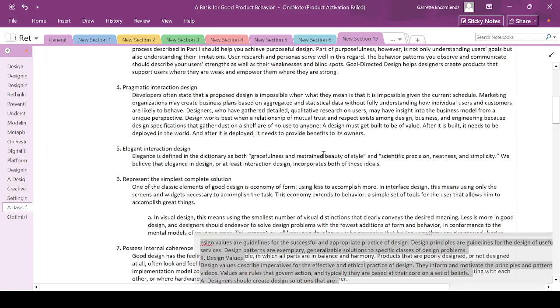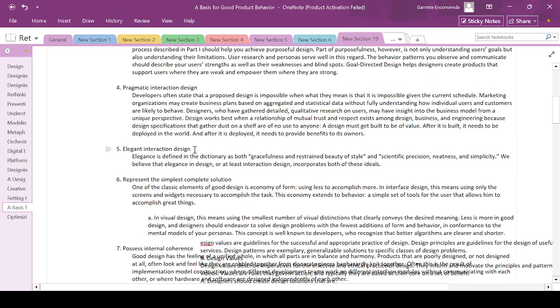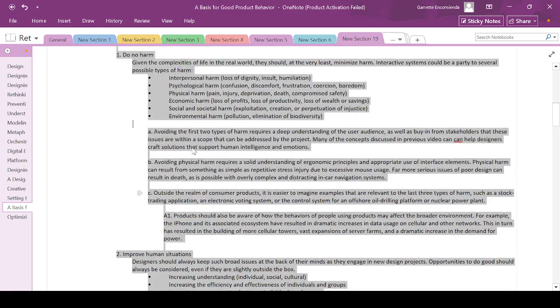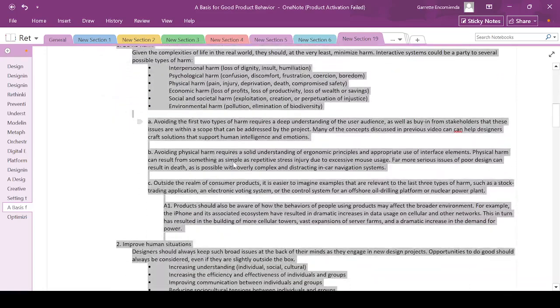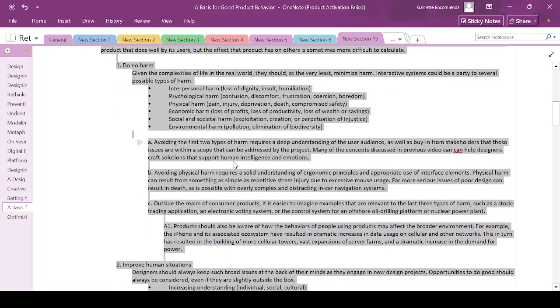So what are the guidelines to prevent this second-order effect? Do no harm. So we should do no harm, of course, but given the complexities of life in the real world, they should at the very least minimize harm.